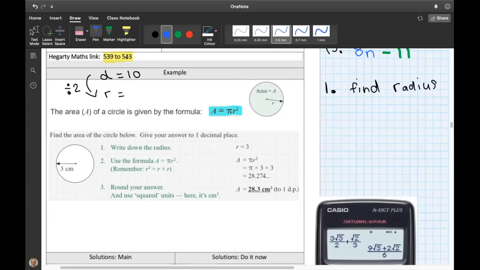If we have a look at our circle diagram, you can see the radius is from the center to the circumference, whereas the diameter is double that. It's all the way from the circumference through the center to the circumference. So that is D. So diameter to radius, you need to half it.